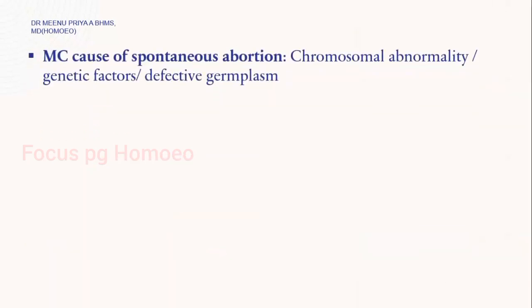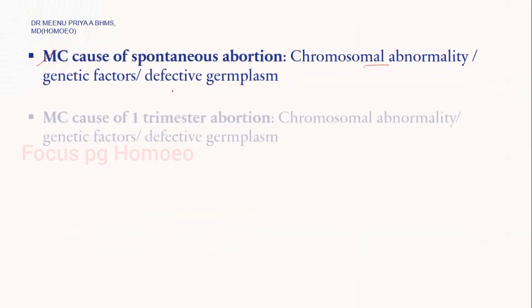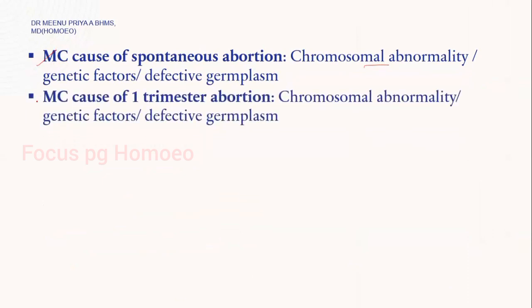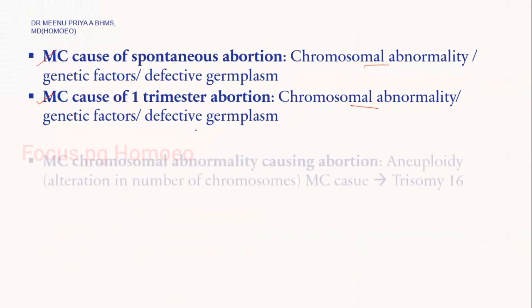Now I have added a few important points. From the exam perspective, the most common cause of spontaneous abortion is chromosomal abnormality. Genetic factors or defective germplasm are the most common cause of first trimester abortion, that is, before 12 weeks. The cause is usually chromosomal abnormalities, genetic factors, or defective germplasm.